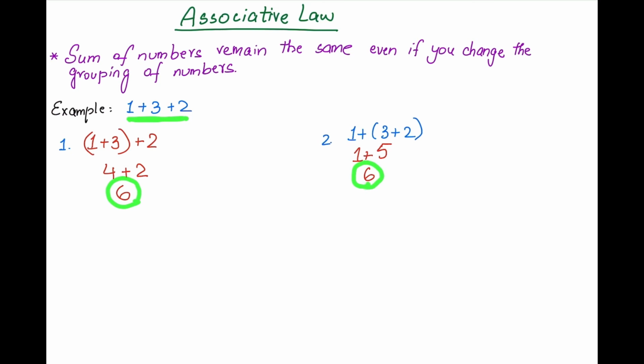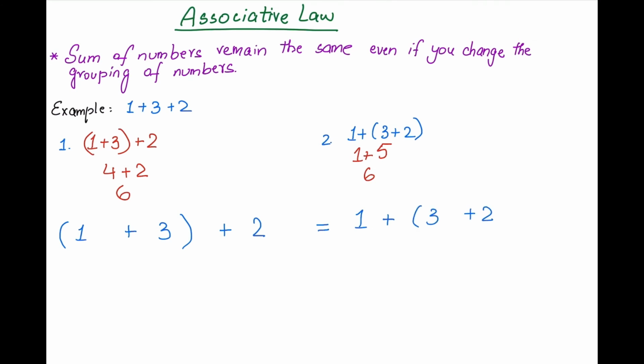It does not matter how you group the numbers. In this example, you have grouped 1 and 3, and in this one, you have grouped 3 and 2. That means we can write it as 1 plus 3 plus 2 is equal to 1 plus 3 plus 2. The result of adding the numbers is always the same. So in this case, it is 6. So we can write here 6.